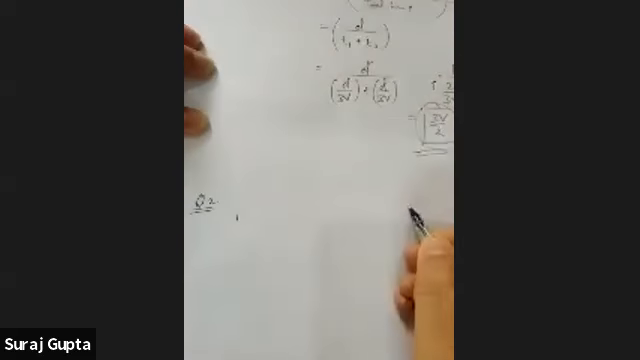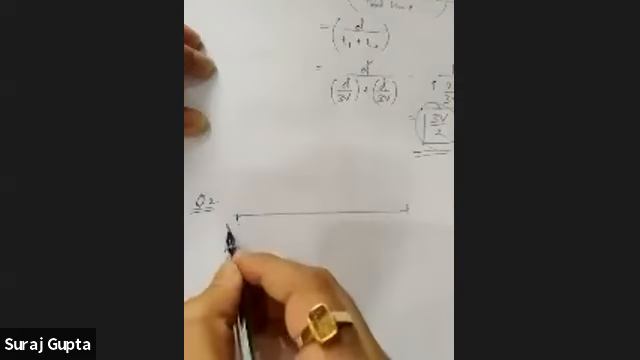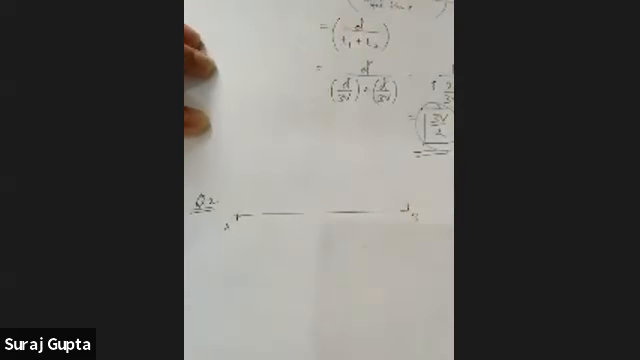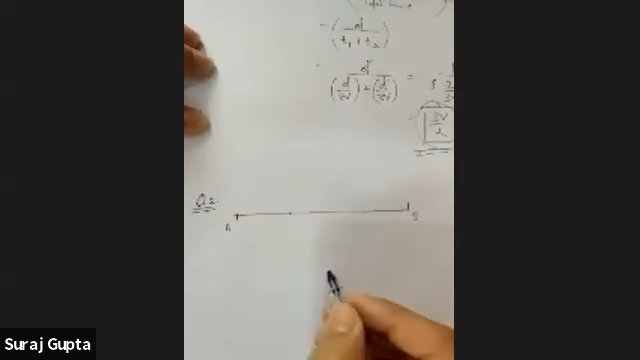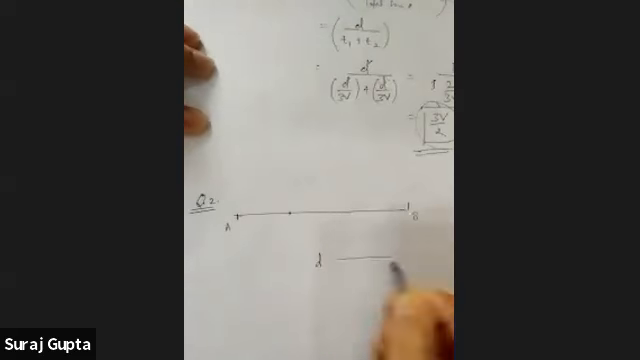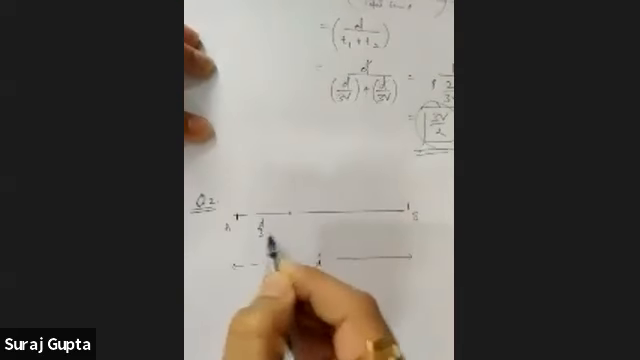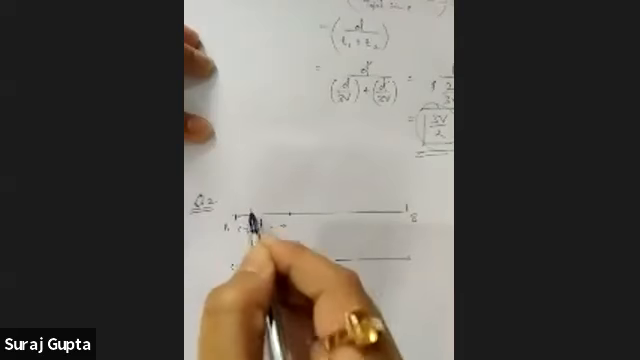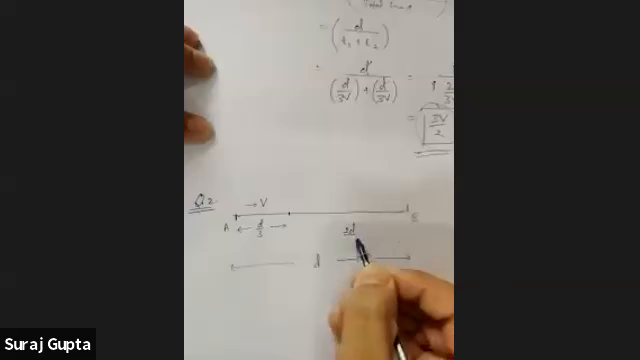A particle travels from A to B in a straight line. This is point A, this is point B. So if I assume this total distance as d, the question states that the initial 1/3 of the distance, basically this d by 3, is traveled by the particle with velocity v. And this one is the remaining distance, 2d by 3.